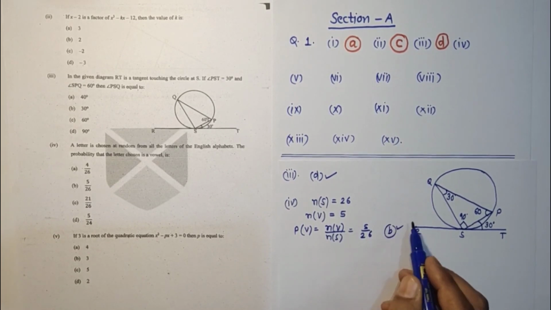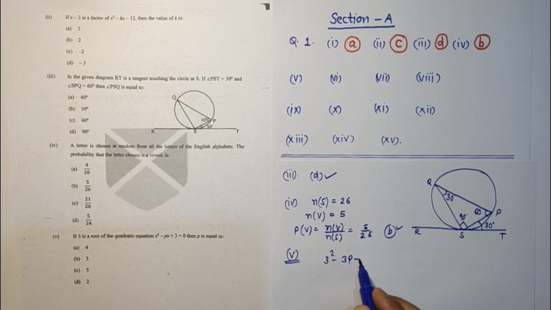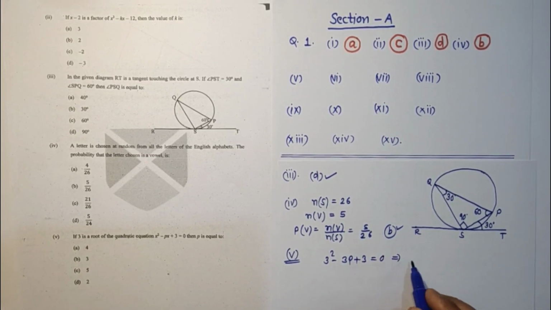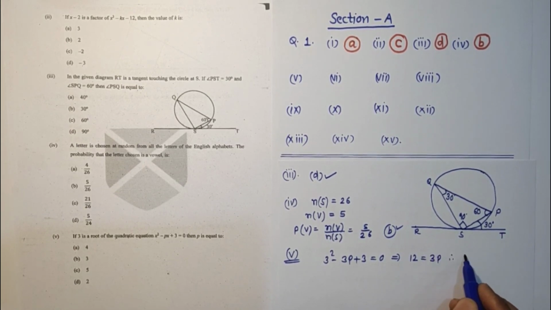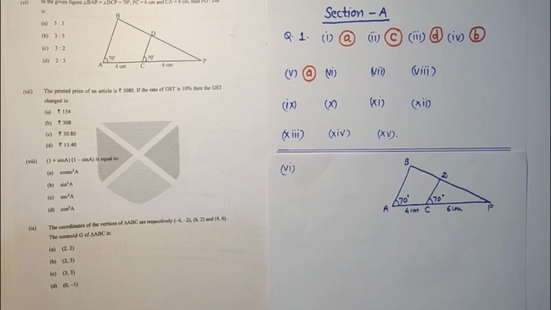In subpart 5, if 3 is a root of the quadratic equation, then what is the value of p? So if 3 is the root, then if we substitute x as 3, it will be 3 square minus 3p plus 3 is equal to 0, and that means 9 plus 3 is 12, 12 minus 3p is 0, so 12 is equal to 3p, therefore p is 4. So option A is correct.